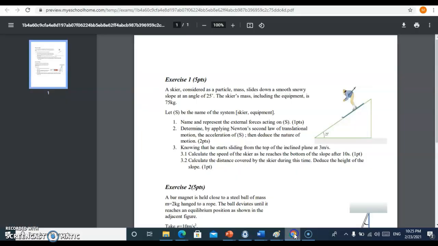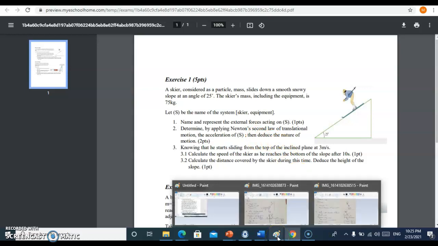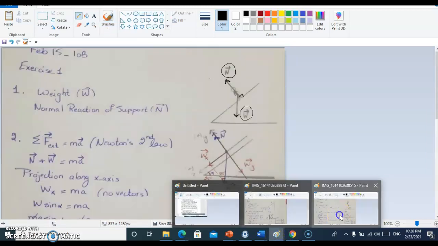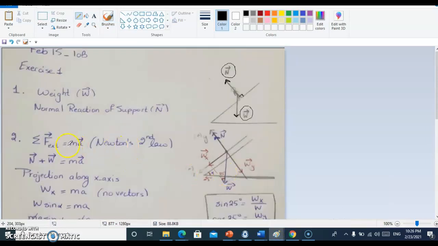Now concerning the second part: determine, by applying Newton's second law of translation motion, the acceleration of S, then deduce the nature of motion. You have to start with Newton's second law. This is the statement of the law: summation of F external vector, and it's necessary that you write the vector here, equals m a vector. So we have a vector quantity equal to a vector quantity.